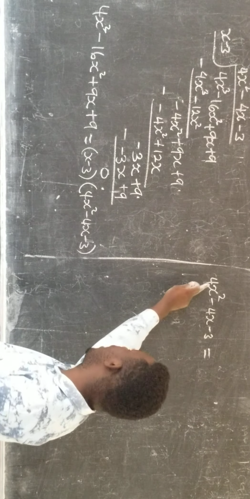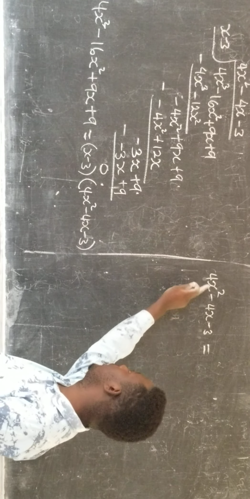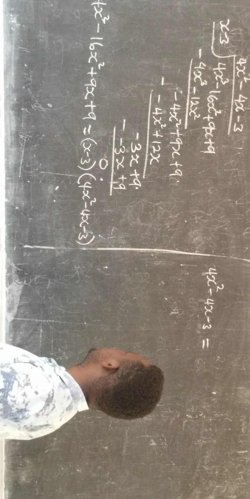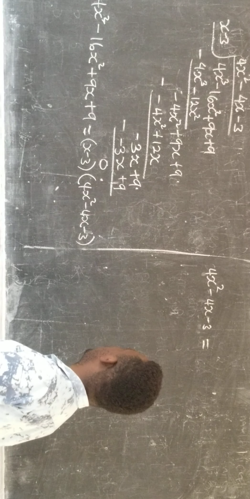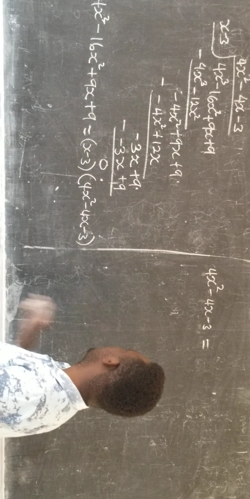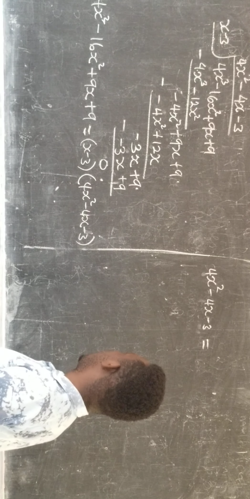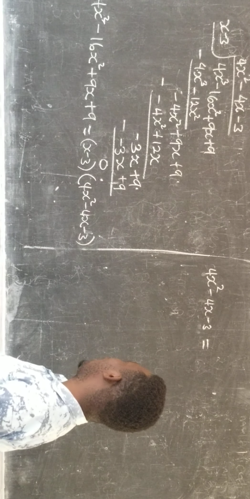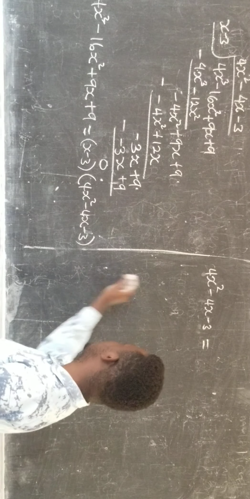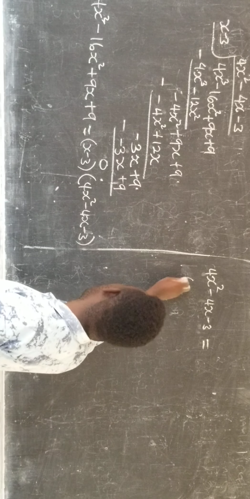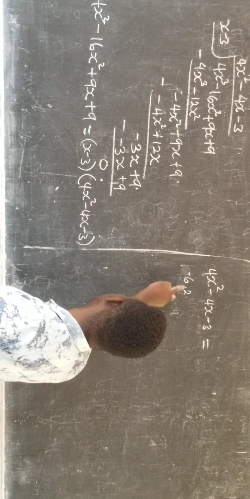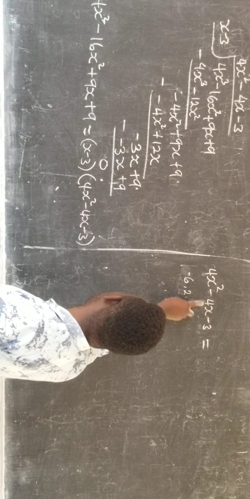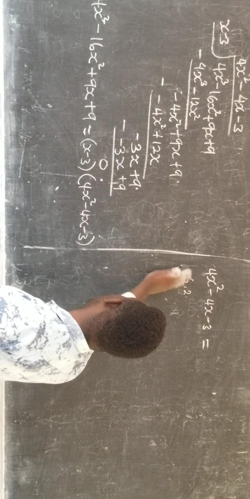We need two numbers such that when you add them, you get minus 4, and when you multiply them, you get minus 12. Those numbers are 2 and 6. If I have minus 6 and positive 2, if I add them, I get minus 4. If I multiply, I get minus 12.